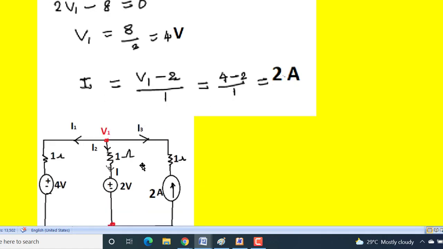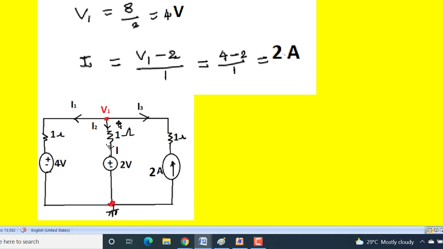So we can write like this: I2 is equal to I is equal to (V1 minus 2) divided by 1. So V1 minus 2. Why are we writing minus 2? Because in this current direction, the 2 volt supply will become a voltage drop. A voltage drop will get the negative sign. So we are getting minus 2 here.